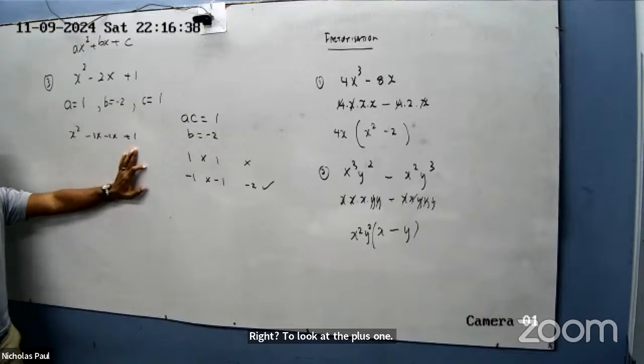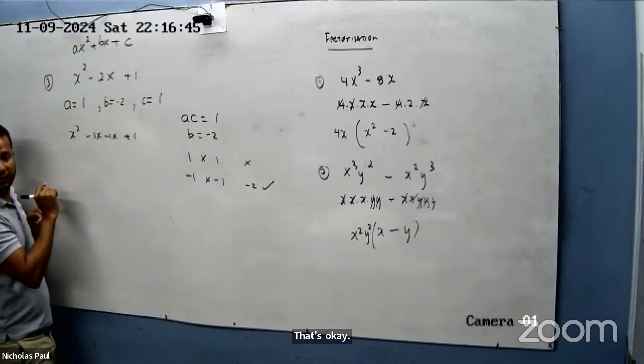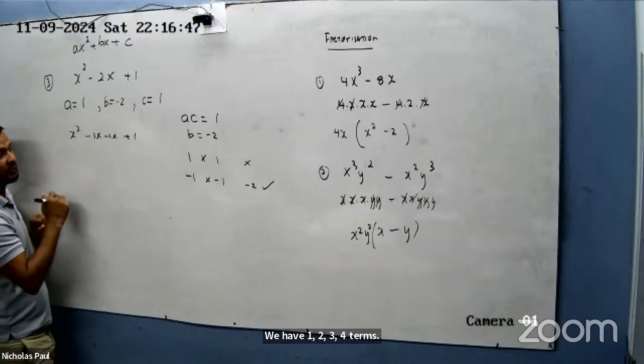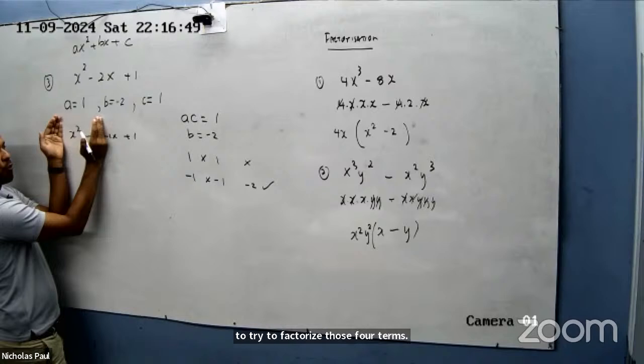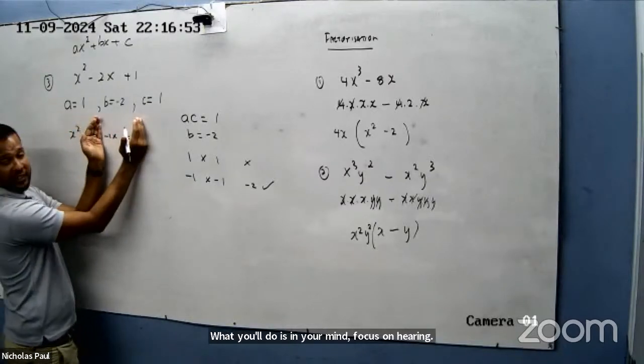That's okay? Everybody okay with that? Right. Here's what you have to remember now. We have 1, 2, 3, 4 terms, so we have to factorize those 4 terms. What you do is, in your mind, focus on the first 2, then focus on the next 2.